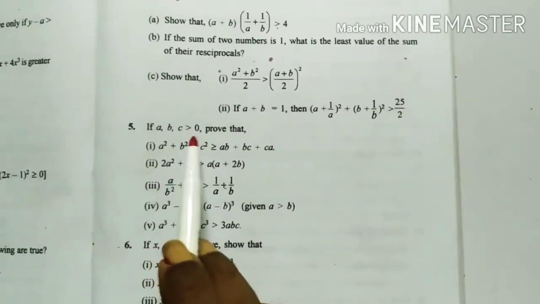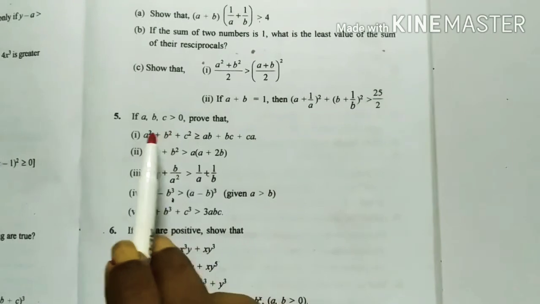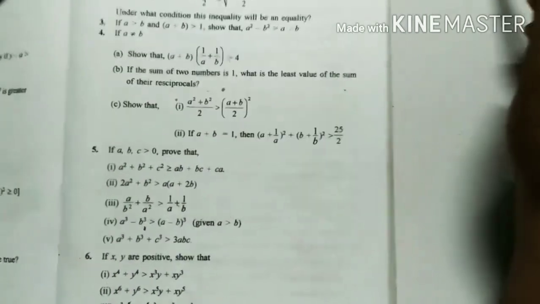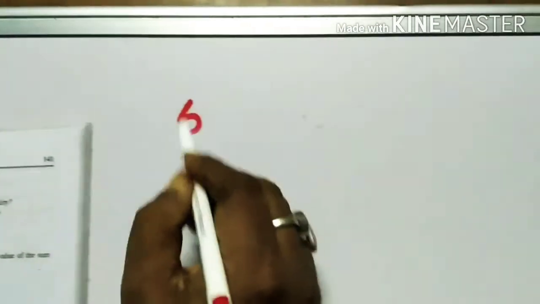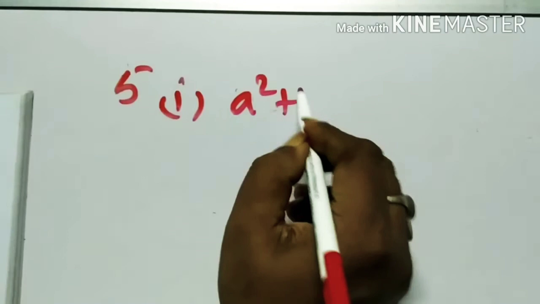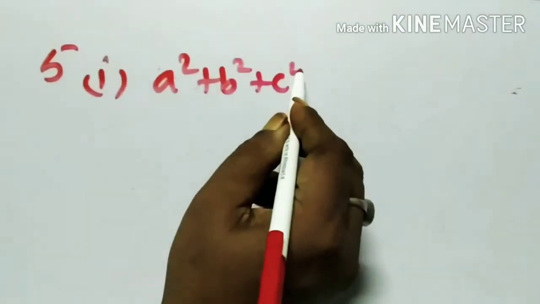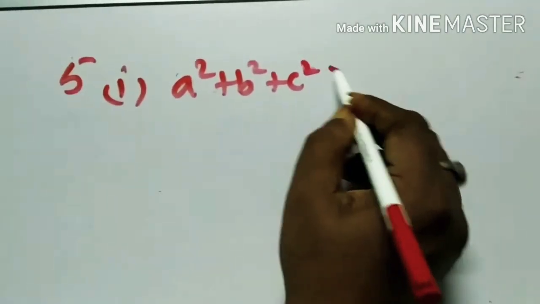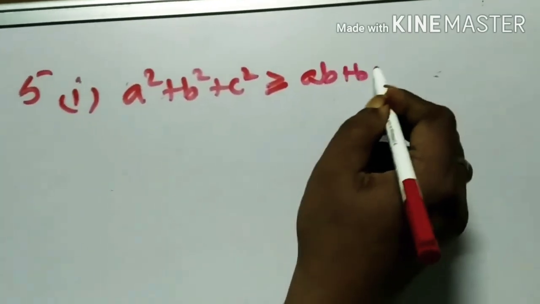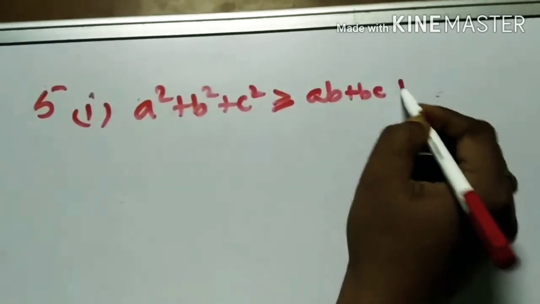a, b, c greater than 0. What does this mean? a, b, c greater than 0 means they are positive quantities. Now, question number 1: a square plus b square plus c square. We have to prove that this is greater than or equal to ab plus bc plus ca.